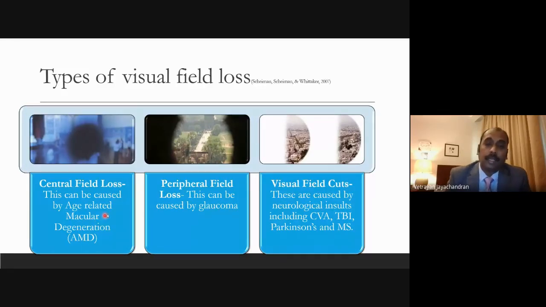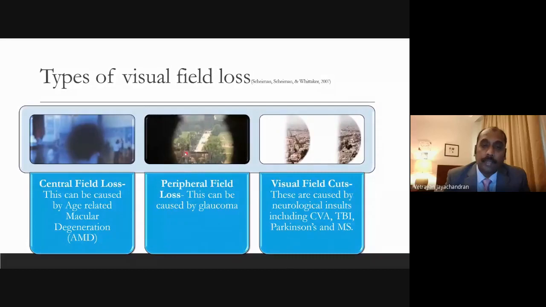So next is the peripheral visual loss, where you can see the central visual field, but your peripheral area will be affected. We call this tunnel vision. So you can see only a particular part of the images. This type of vision loss is usually seen in conditions like glaucoma.